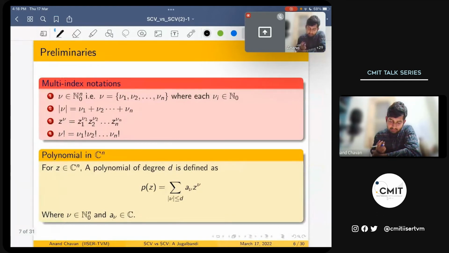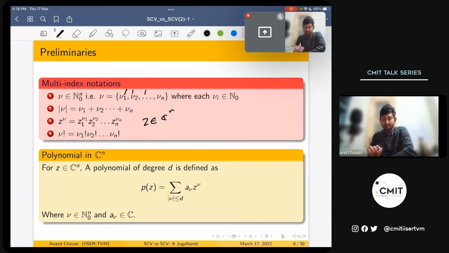Now let me note some preliminaries. Let me introduce multi-index notation. Nu belongs to N naught to the n, which is a vector where each value is a natural number including 0. Mod of nu is the sum of all these coordinates. Z to the nu, with z belonging to Cn, is equal to the product of z1 raised to nu1, z2 raised to nu2, up till zn raised to nu n, whereas nu factorial is defined as nu1 factorial times nu2 factorial up to nu n factorial.